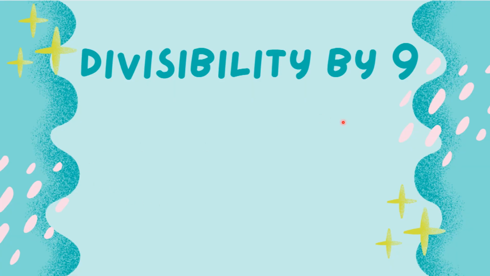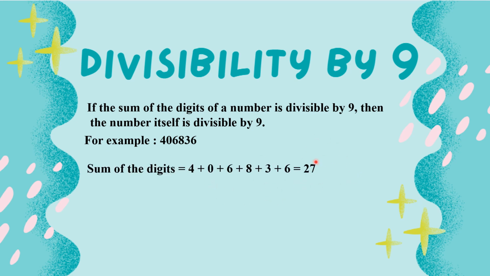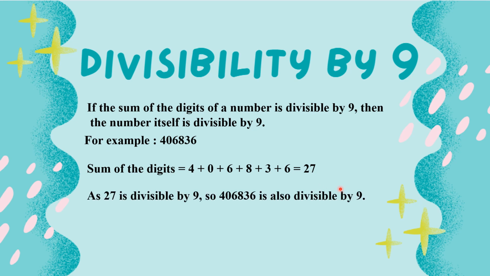Now divisibility by 9. Now divisibility by 9 is similar to divisibility by 3. For 3 also we have to add the digits and check whether the sum is divisible by 3 or not. Here also for 9 you have to add the digits in the given number and see whether the sum is a multiple of 9 or divisible by 9 or not. So let's add the digits. When I add it, I have got 27. Now 27 is divisible by 9 because 9 times 3 gives 27. So I can say this number is also divisible by 9.